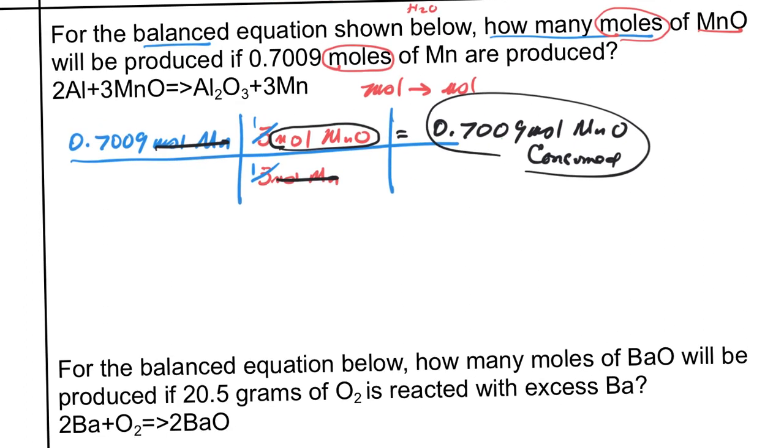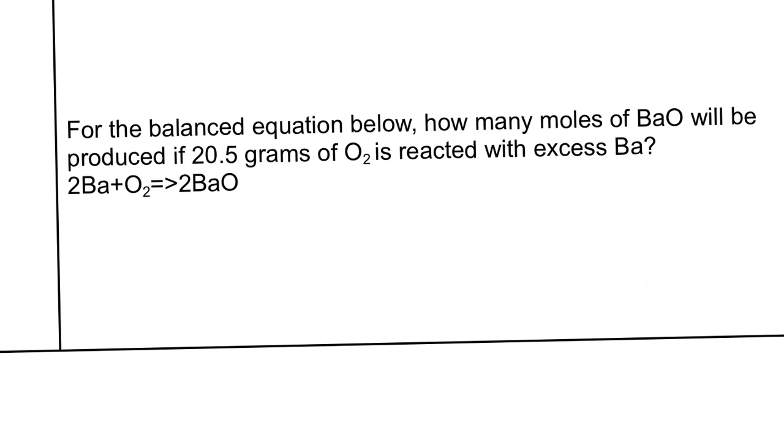So let's take a look at the next problem here. We've got this equation here, for the following, the balanced equation. Notice it's balanced again. How many moles of BaO, BaO is one of the products, will be produced if 20.5 grams of oxygen. Again, it's a little bit of an awkwardness on this problem here. This is not going to be produced. This is going to be consumed. And so let's go ahead and do this.